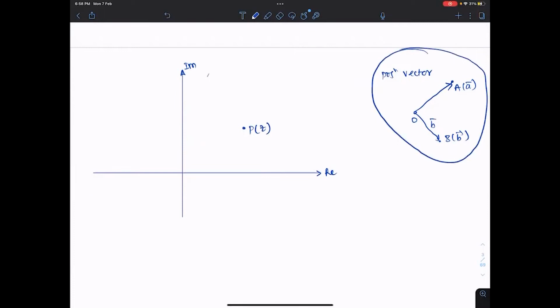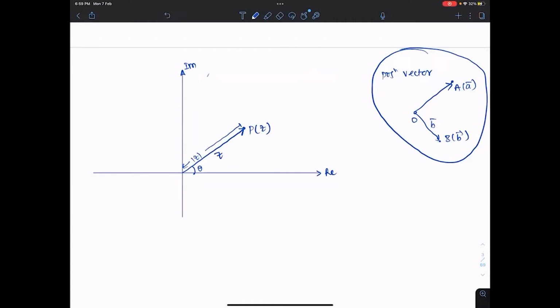That means if I join from origin to that point, that vector is Z. Now, the angle made by that vector with the positive real axis is the argument. The length of that vector is mod Z, the modulus of that complex number. The length is only the modulus.